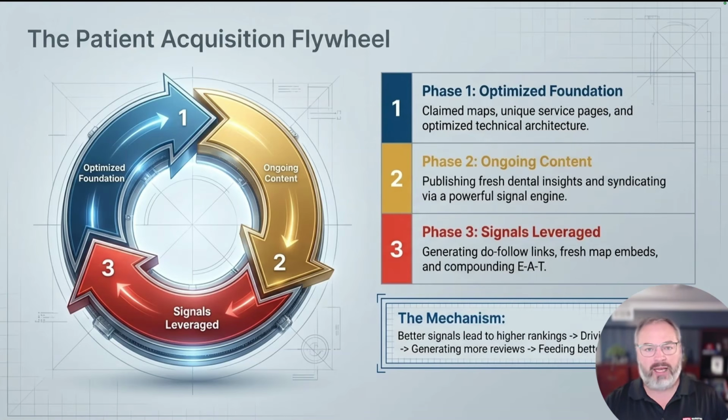And phase 3, you want to leverage your signals. You want to maximize, boost those signals. You want to really amplify things. You want to generate more links with authoritative websites. You want them to point back to you. You want to have your fresh map embeds. You want to have the compounding effect of the EEAT formula on your website and throughout these platforms.